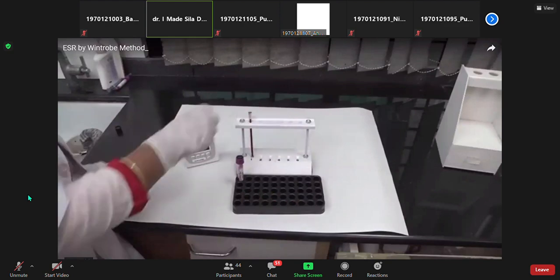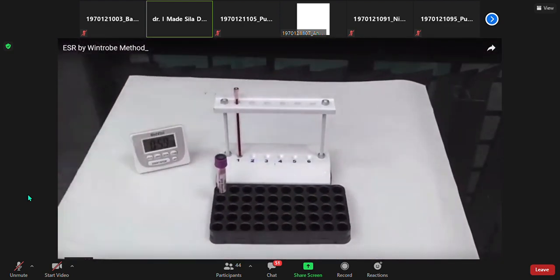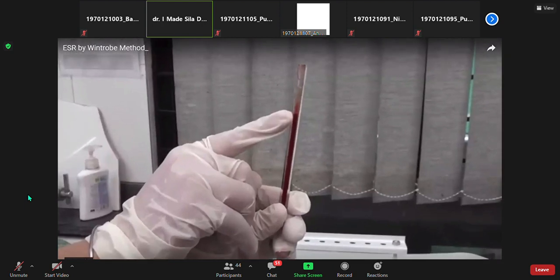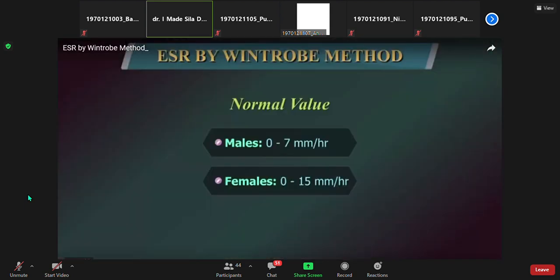Place the tube vertically in ESR stand and leave undisturbed for 1 hour. At the end of 1 hour, read the result. It is measured as the number of millimeters of clear plasma present at normal value of ESR.